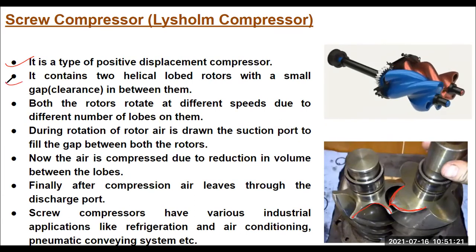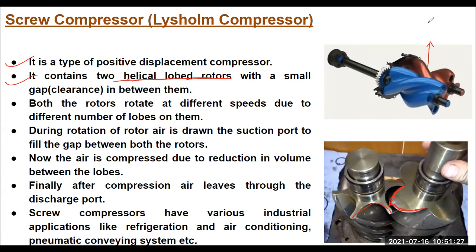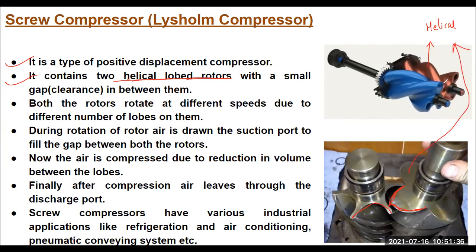It contains two helical lobe rotors. You can see these rotors are in helical shape. These parts are called lobes. This is one lobe, this is the second lobe, this is the third lobe. These are the lobes, with a small gap or clearance in between them.